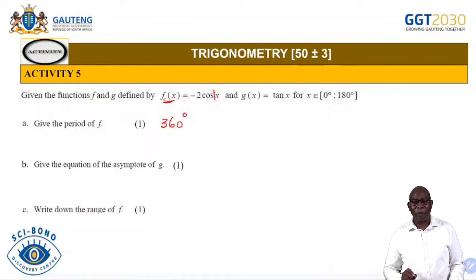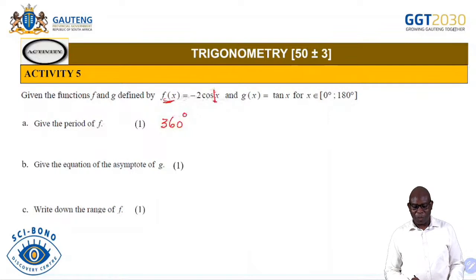Because our complete graph for the cos will be from 0 to 360. That's a complete graph. That's one complete graph. So if I add a 2 there, so my period will be 360 divided by 2. If I have a 3 there, I'll have 360 divided by 3. That will be my period. That is a complete graph.